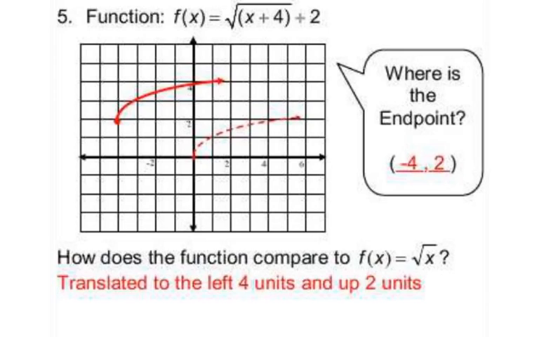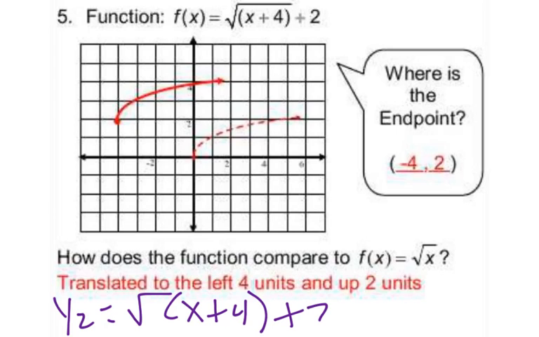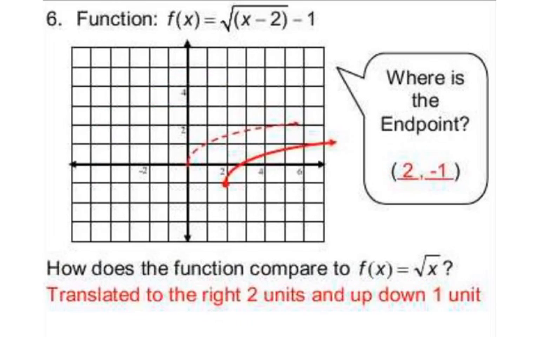Number 5, you have at y2 the square root of x plus 4, then close parentheses, then plus 2. Here is your new endpoint. It's at negative 4, 2. So we had 2 changes. We went left 4 and we went up 2 units. Next, number 6, you have the square root of x minus 2, close parentheses, minus 1. Your new endpoint is at 2, negative 1. And we went to the right 2 units and down 1 unit.